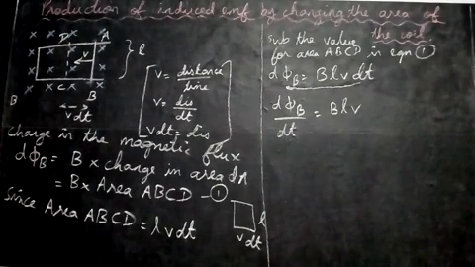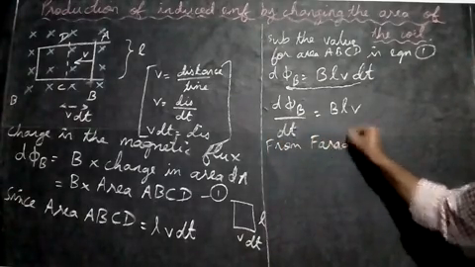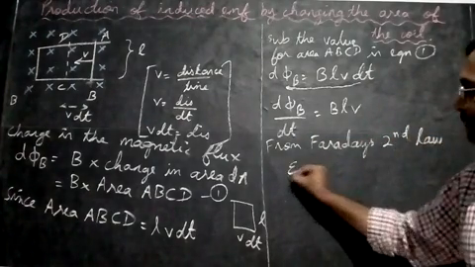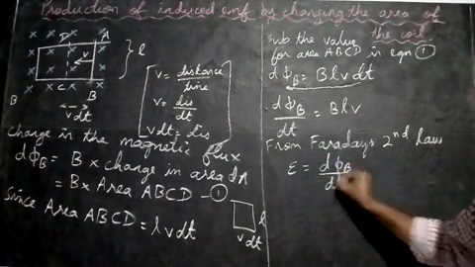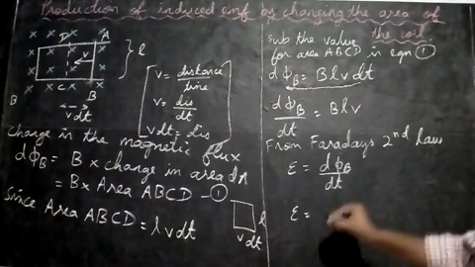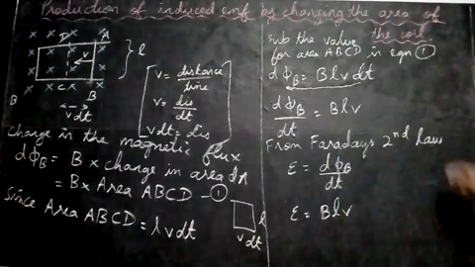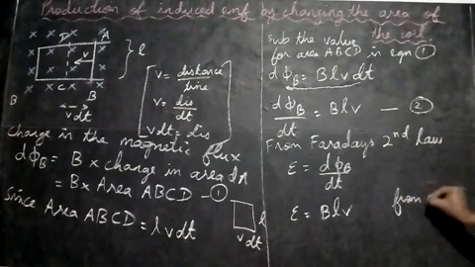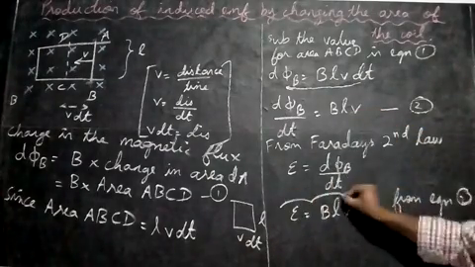Now from Faraday's first law, okay, second law, sorry. From Faraday's second law, we have that epsilon or EMF is equal to d phi b by dt. So compare that and see E is equal to BLV. You can write this as equation 2. How it comes is from equation 2, you see d phi b means BLV. So now we have this thing, EMF is equal to BLV.